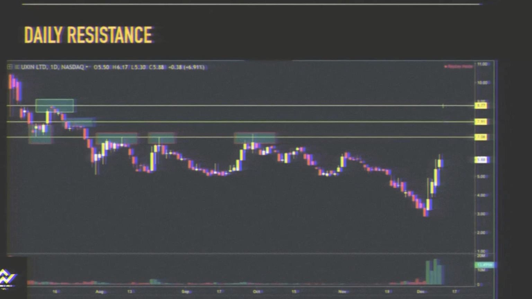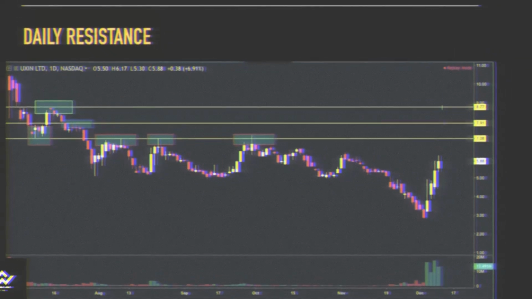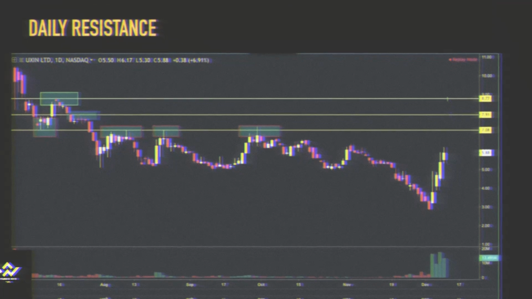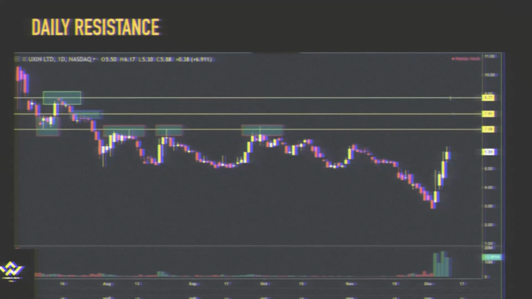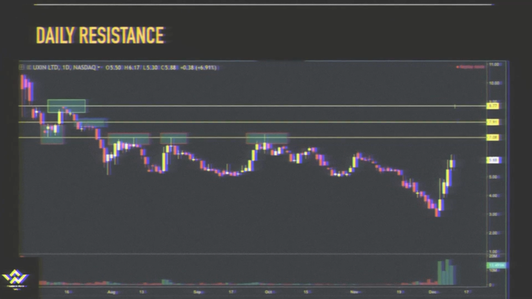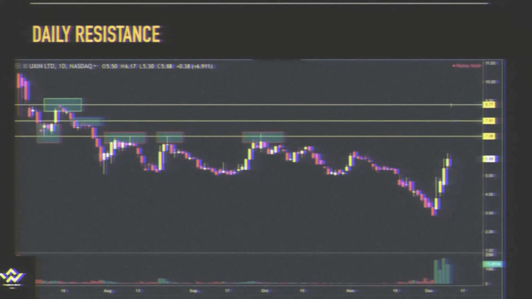All right, so let's say that before the market opens, we come to our trading computer, we log in, we see which stocks are trading on abnormally high volume pre-market, and UXIN is one of those stocks.